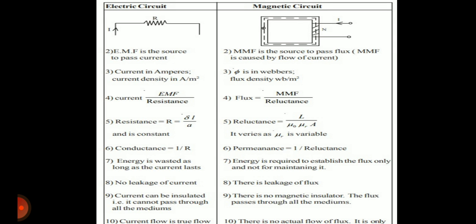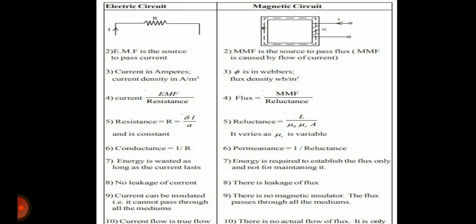The difference between electric and magnetic circuit. Up to this point we have understood the basics of the electric circuit as well as the magnetic circuit. So now we can understand the differentiation between them. On the left hand side there is the electric circuit, on the right hand side there is the magnetic circuit.